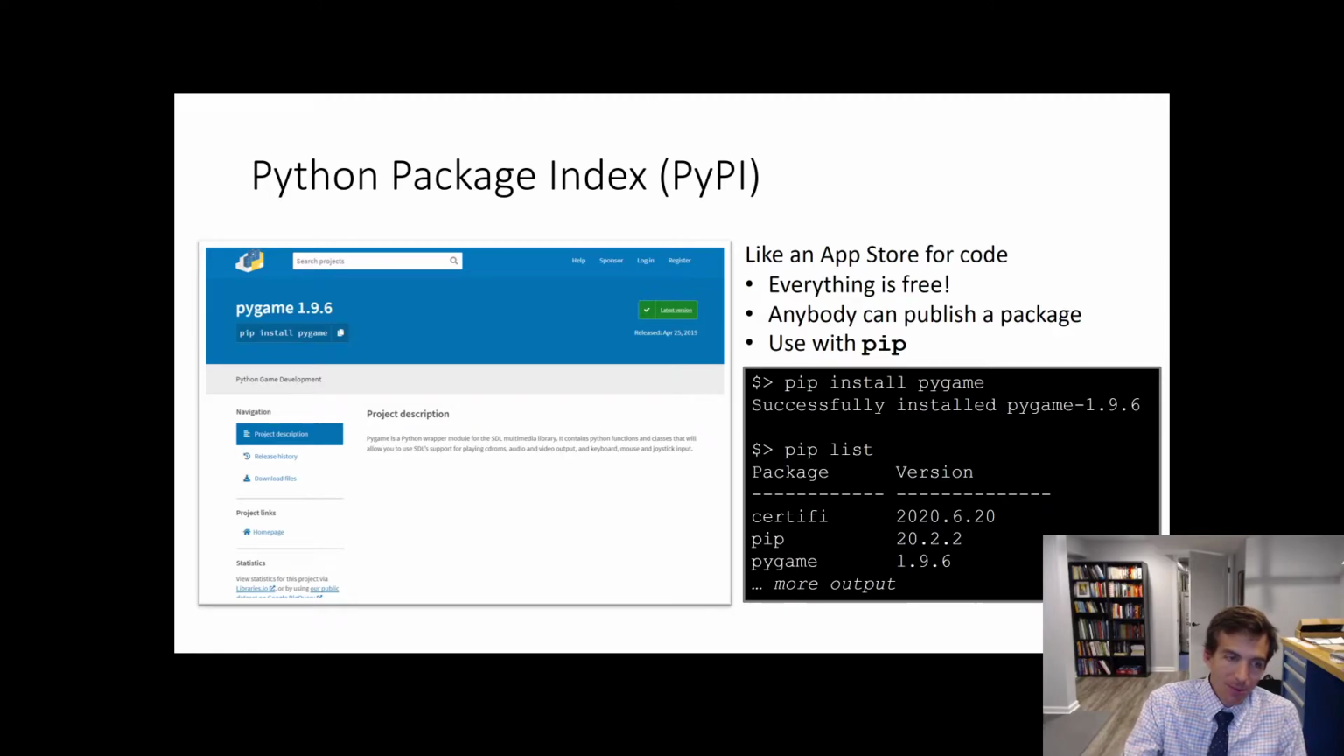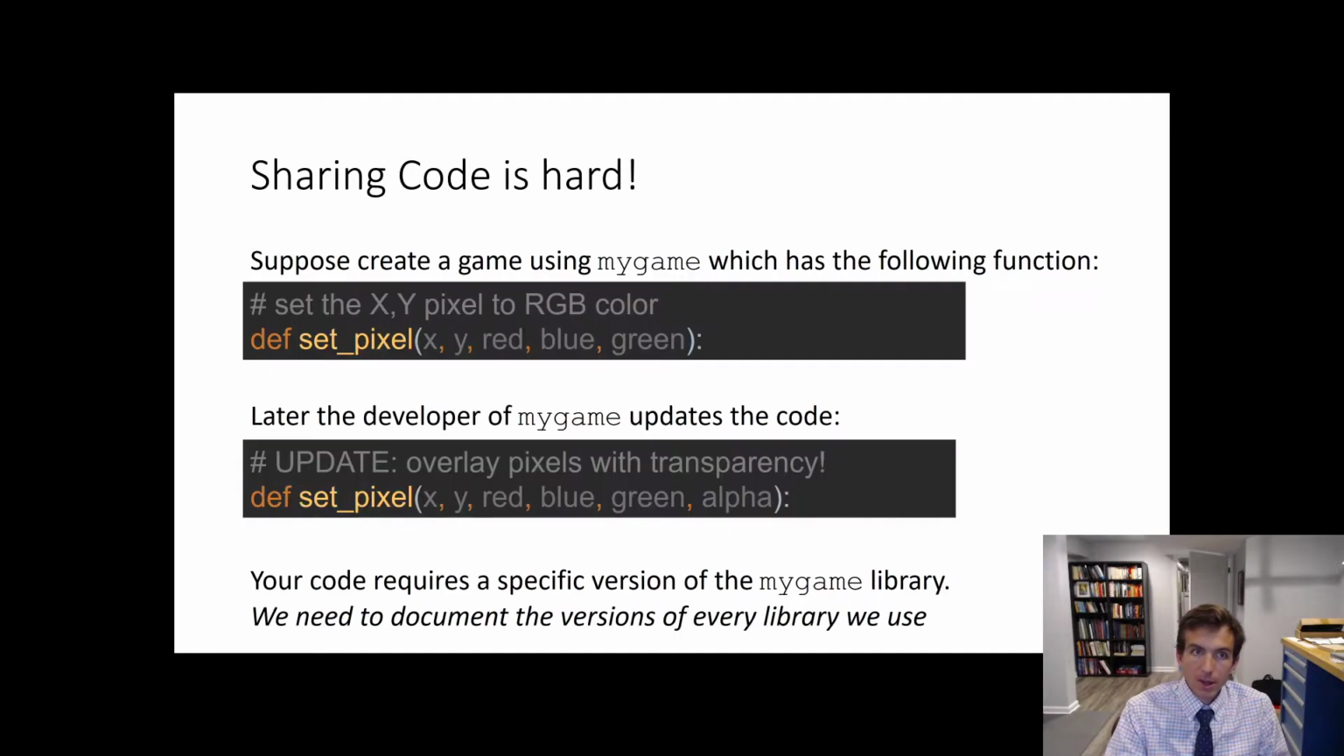So I think it's a pretty straightforward vision. Right, that if you get some code that works, you share it on this site, and somebody else can use it. It's pretty straightforward. But it turns out that sharing code is hard.